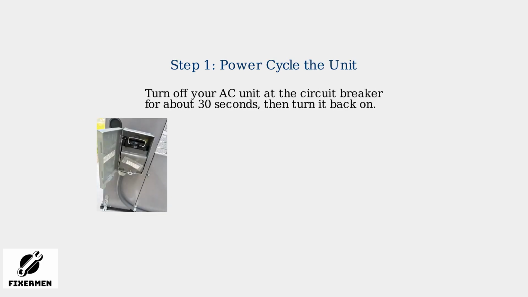Before trying more complex solutions, start with a simple power cycle. Turn off your AC unit at the circuit breaker for about 30 seconds, then turn it back on. This can resolve temporary power interruptions that cause the blank screen.